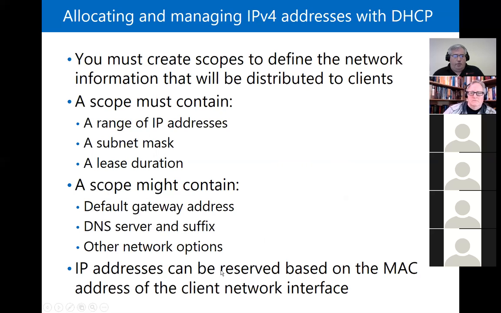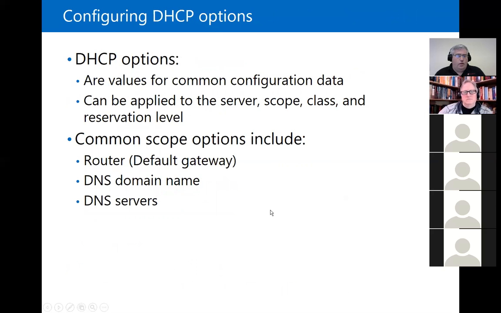And then this is what I was talking about with the reservations. It can be reserved based on MAC address of the clients. These are different DHCP options: default gateway, DNS domain name, DNS servers. And then you can have this scope does these DNS servers and this scope does these DNS servers, so you can kind of load balance at the DHCP level.